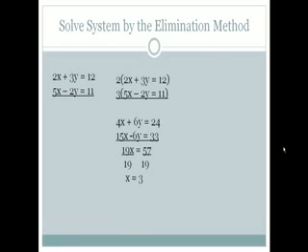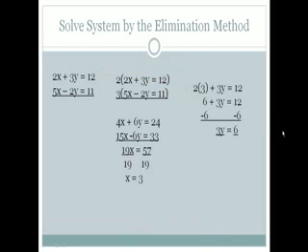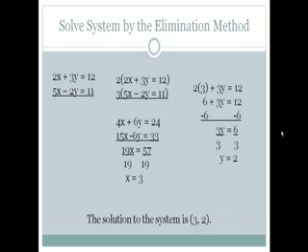To find the second letter, always go back to one of your original equations. I'm going to pick the top one, and if you will notice, I have put a 3 in place of the letter x on the top. Multiply. 2 times 3 is 6, plus 3y equals 12. We need to get this 3y by itself, so we are going to have to subtract 6 on both sides. 3y equals 6. Divide by 3, and y equals positive 2. We need to write our solution as an ordered pair, so the solution to this system is 3, 2.